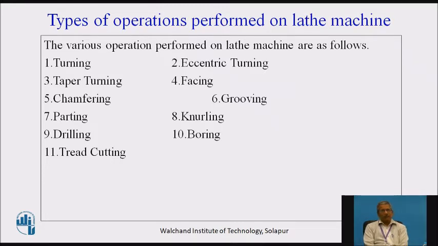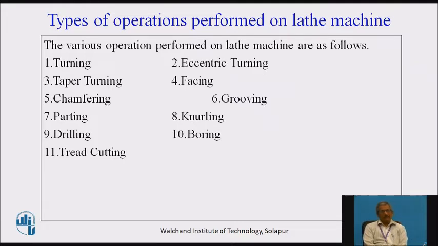So turning is the operation which is carried out by removing uniform material from the circumferential surface of the workpiece, which will reduce the diameter. For that, the tool travel is required to be parallel to the axis of the lathe. In case of eccentric turning, we have to remove the material such that the axis of the previously turned diameter must be eccentric to the diameter which is to be turned now.